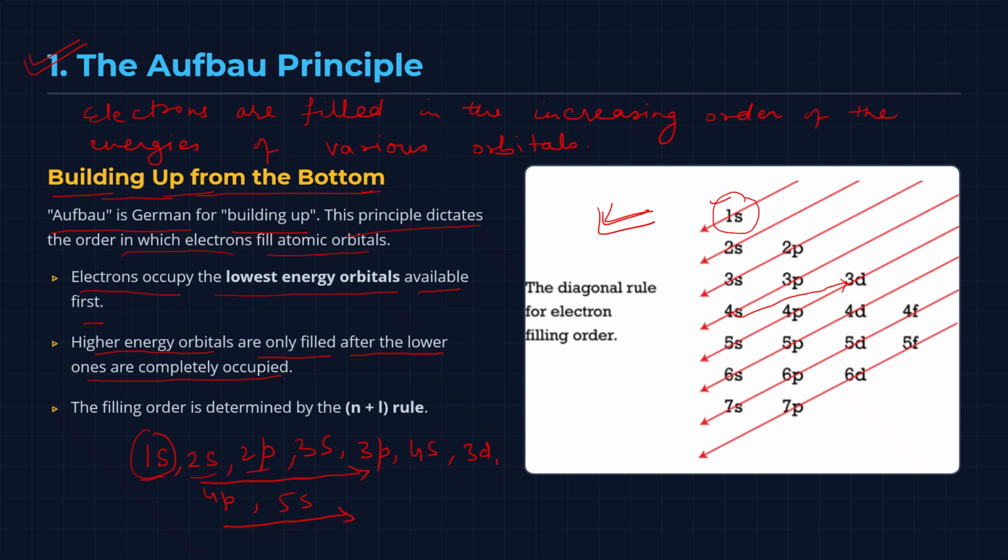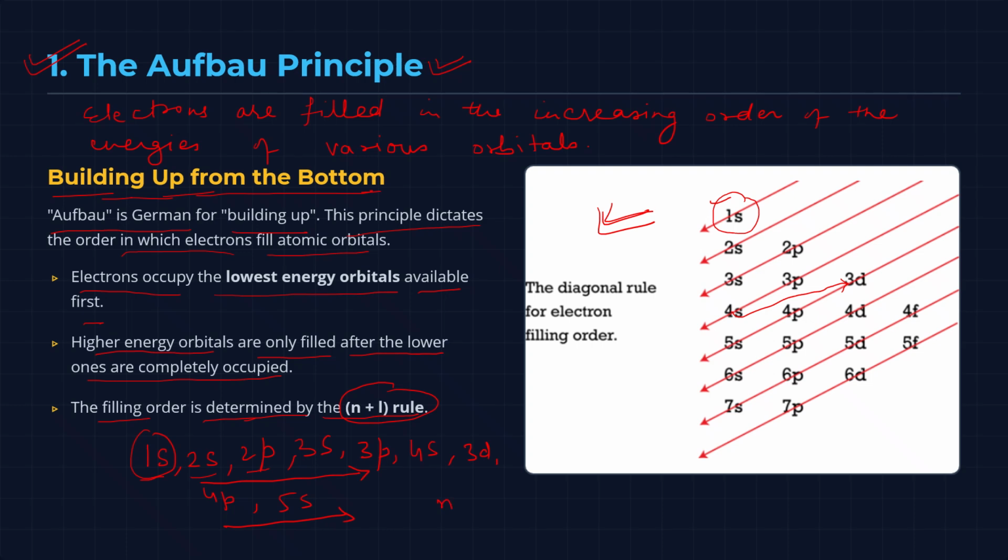This is explained by the Aufbau principle. So this is Aufbau principle, meaning electrons are to be filled in increasing order of the orbitals' energy. Now here you must also remember one thing, that the filling order is determined by n plus l value. Means when we compare which orbital will be lower in energy and which will be higher in energy, that will be determined by the value of n plus l.